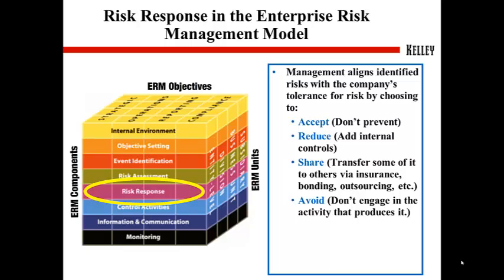By sharing the risk means that they can transfer some of the threat or the risk to others, and that could include insurance companies, or they could buy bonds for their employees, or they could even outsource the event. And then by avoiding, this means that they just don't engage in this activity that produces the risk. In other words, they could just stop producing a product, or they could sell off a division of their company.